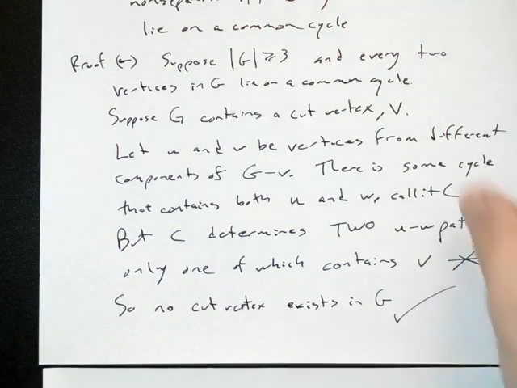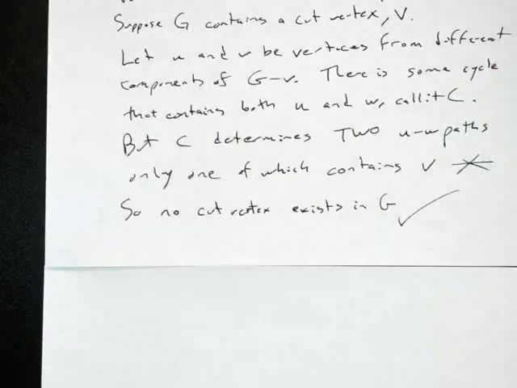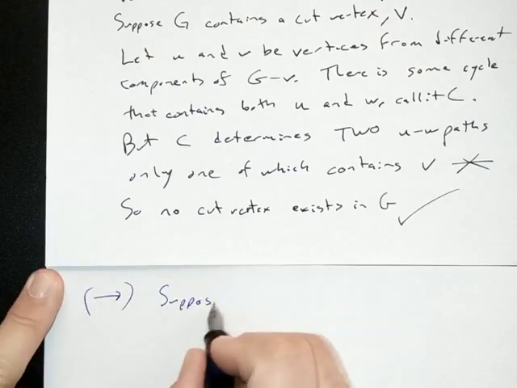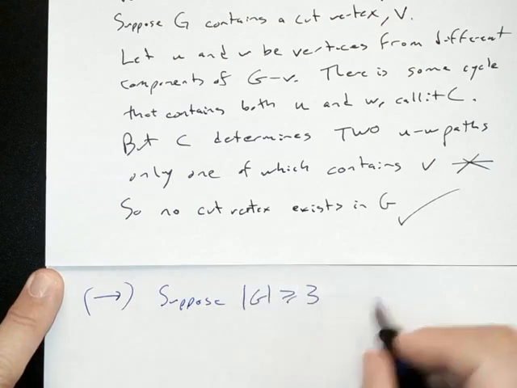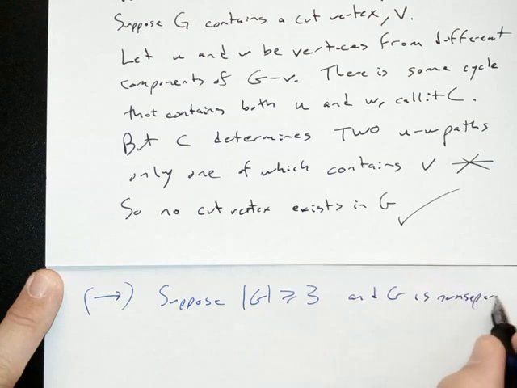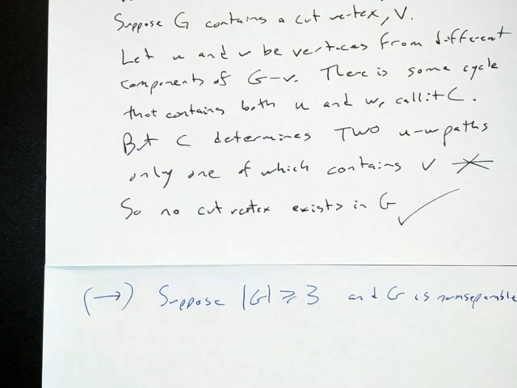Now I want to go the other way. Suppose the order of my graph is at least 3 and G is non-separable. No cut vertices. Wait, no cut vertices means no what else? Bridges.